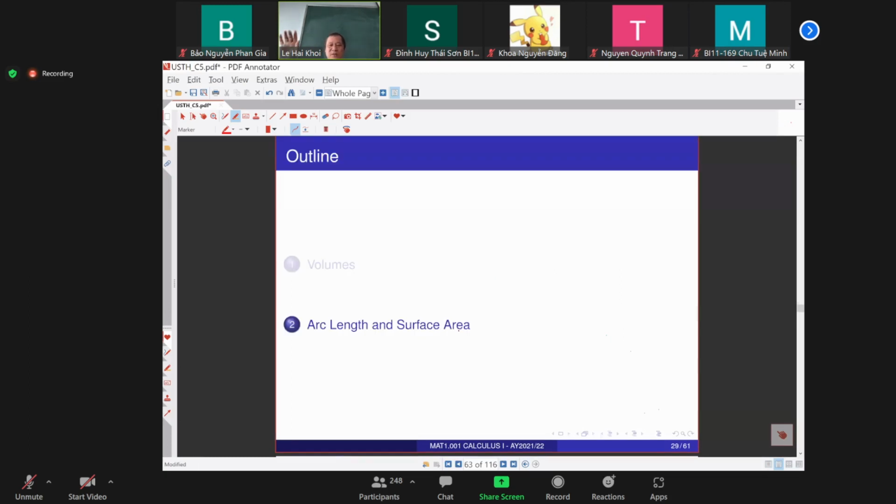Okay, so a short break, about 10 minutes, and then we move to the arc length and the surface area, that is, the length of a curve and the surface area. Later we will have the area of a surface of revolution. Okay, so the short break.